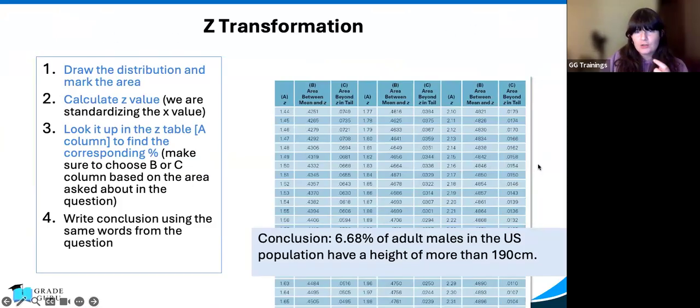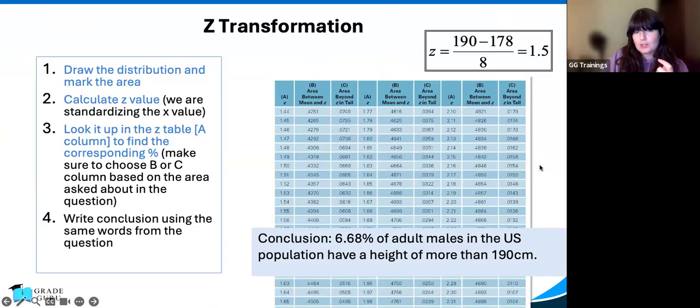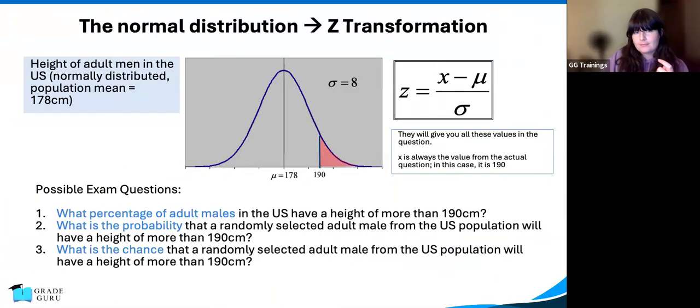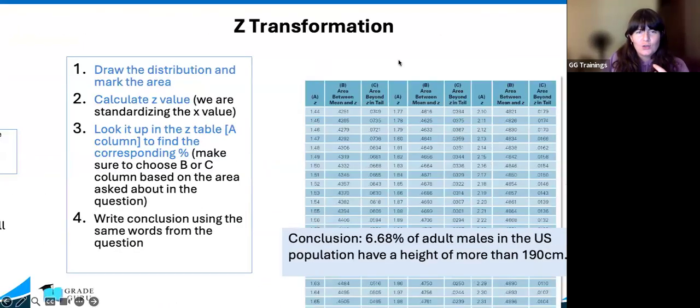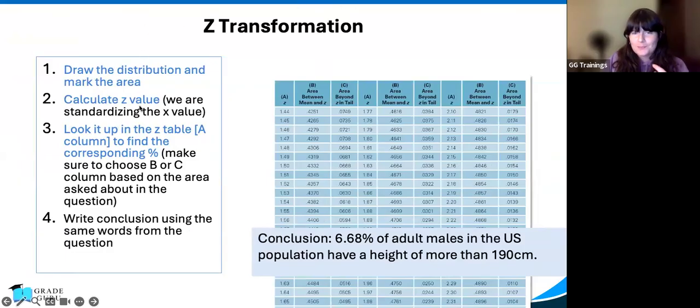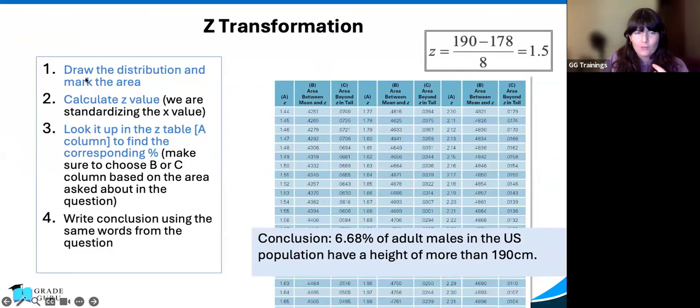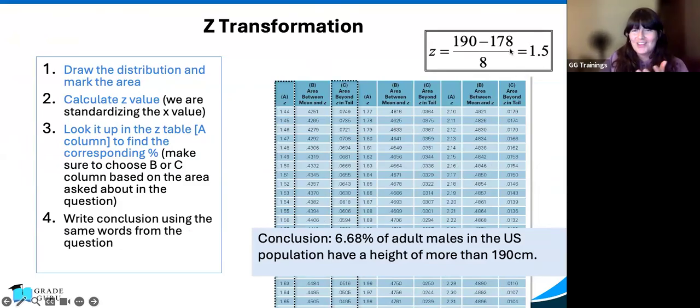I don't know why I didn't show the formula here. But if you were to put it in here, so 190 minus 178 divided by 8, you would get your Z value of 1.5, I believe it is. Okay. Yeah, there it is at the top. Sorry, couldn't find it on the right-hand side. Okay, there's your formula. You get a Z value of 1.5.